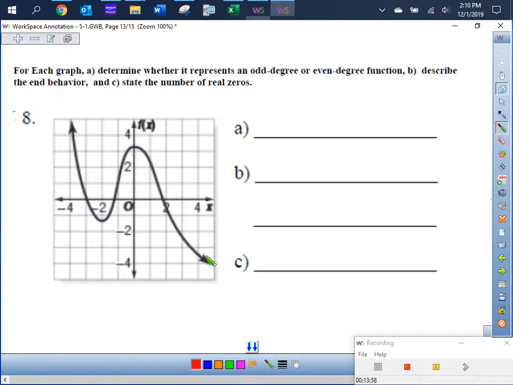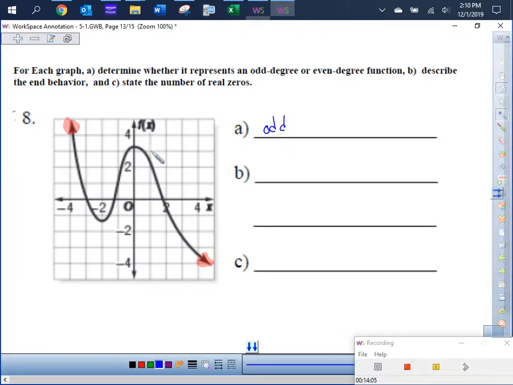Well, we look at the ends, and they are going different ways. So since they're going different ways, that is an odd degree function. You can even tell, since that's going down as we go to the right, that it has a negative leading coefficient, right? That's downright negative. How about for the end behavior?